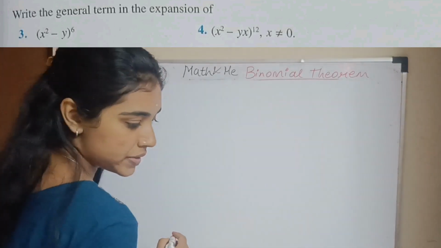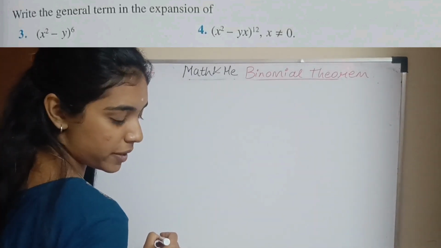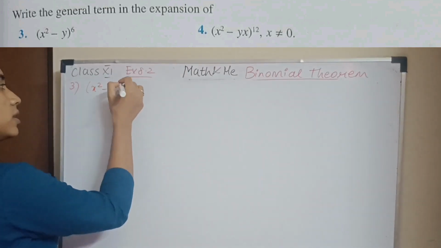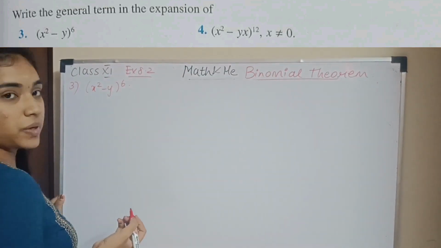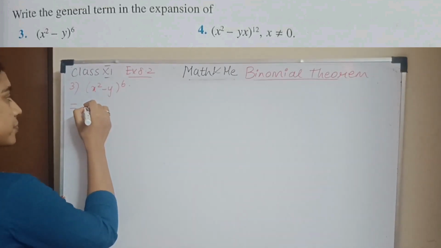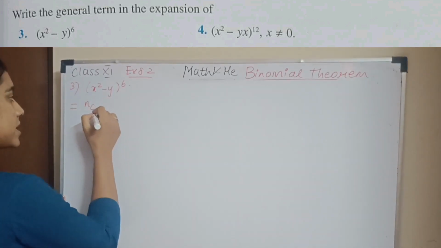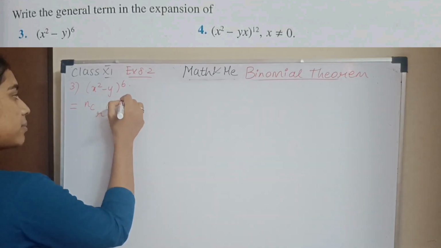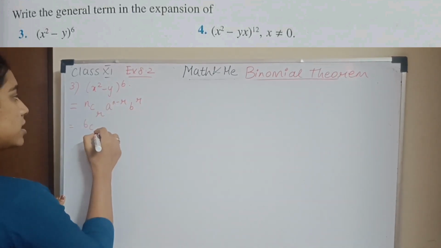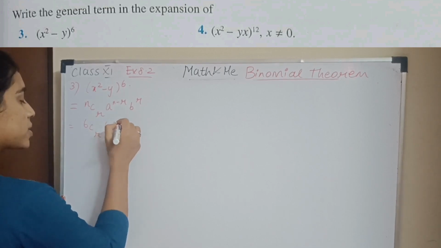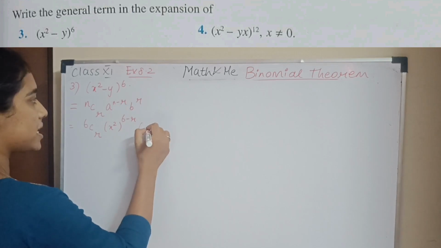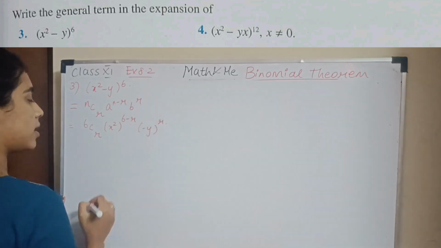Question number 3. Write the general term in the expansion of (x square minus y) the whole power 6. So (a plus b) the whole power n. How do you write it? So this is nCr a to the n minus r b to the r, which is 6Cr of (x square) to the 6 minus r, (minus y) to the power r.